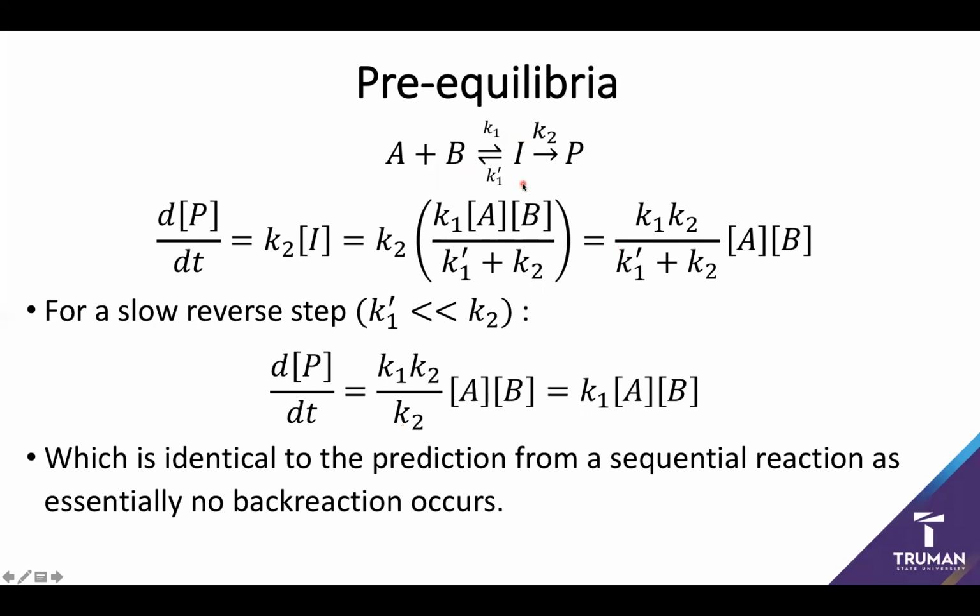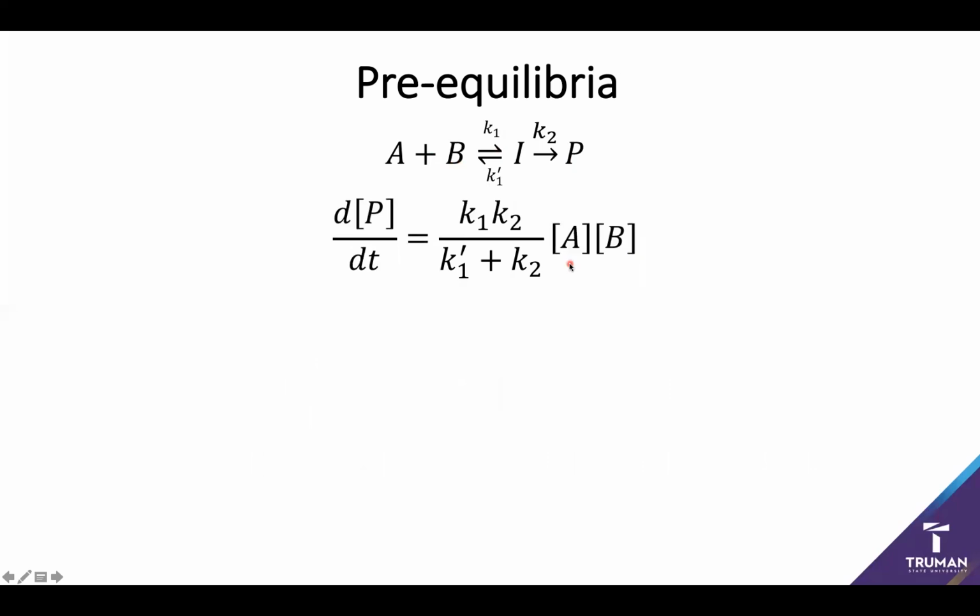But again, what this generally produces is the same thing we saw from sequential reactions. Because if K1 prime is fairly low, it may as well not be involved at all. And again, this is what we saw with our initial case of A goes to I goes to P. We'd see something very similar, but now we have A and B both involved. So let's go ahead and try and look at another limiting case.